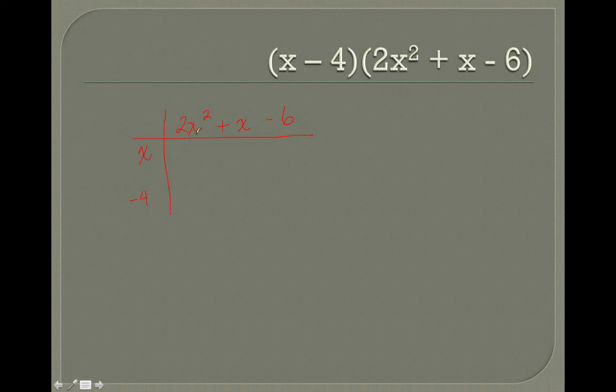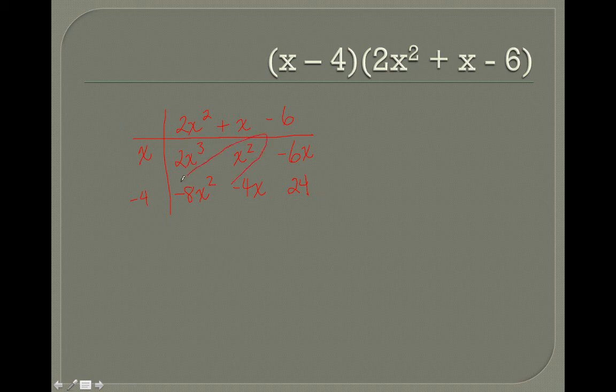I've got x times 2x squared, or 2x cubed, x times x, x squared, x times negative 6, 2x squared times negative 4, x times negative 4, and negative 4 times negative 6. So as long as I've covered everything in my box, I've multiplied everything by every other term in the other polynomial. Now again, I'm looking along my diagonals.